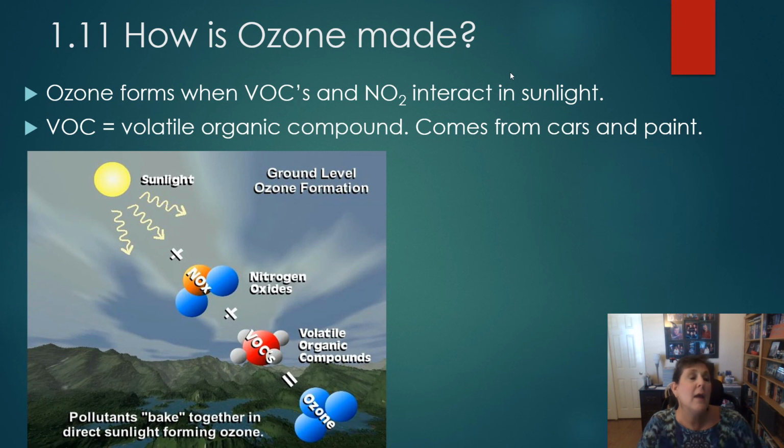Anyway, we have these volatile organic compounds coming from cars. We have nitrogen dioxide coming from cars. They interact with sunlight, and boom, we make ozone, O3. And that's bad for us because it interferes with our breathing and causes lung problems. So again, lots of cars, lots of sun, make lots of ozone, which is not good.